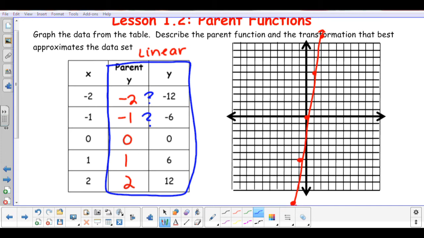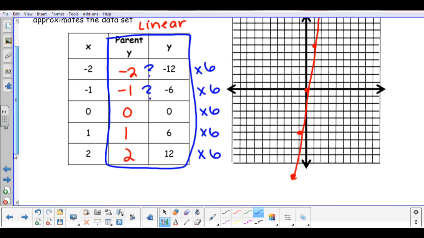So for -2 to get up to -12, I can multiply by 6. So -2 times 6 would give me -12. So let's try it for another point. -1 times 6 will give me my -6. 0 times 6 would keep it at 0. 1 times 6 is 6. And 2 times 6 would give me my +12. So what I did is I multiplied by 6 for all 5 of my points.